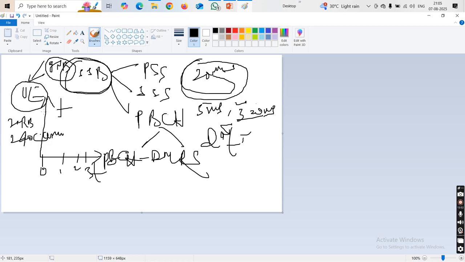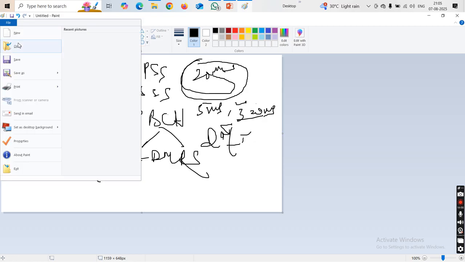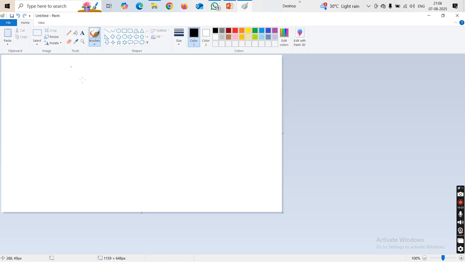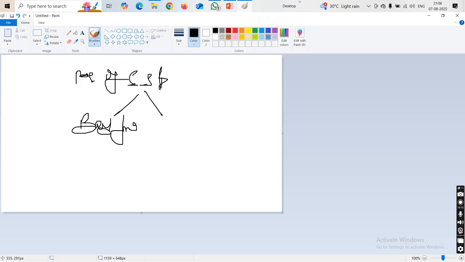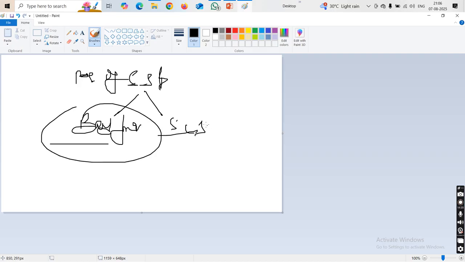Now the next question usually asked in the interview is: does the position of the SSB stay fixed with respect to every band? The answer is no, it is not fixed. Let's try to understand it. The position of the SSB depends on two factors. One is obviously the band which you are going to use, the frequency, and the second is the SCS, subcarrier spacing. Based on that, the position of the SSB in the time domain and the frequency domain will be decided. Okay, that is clear.